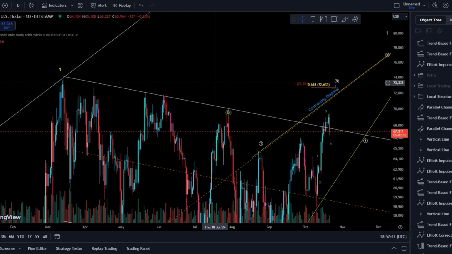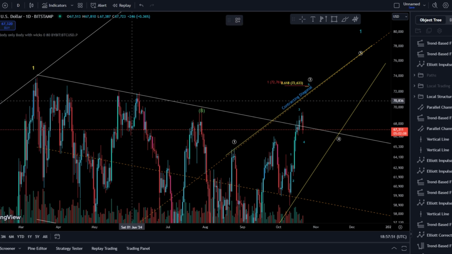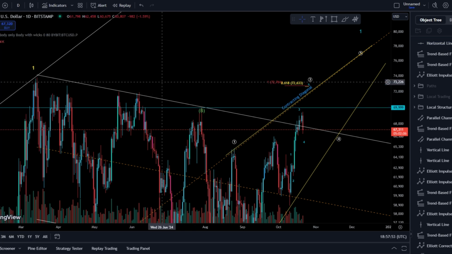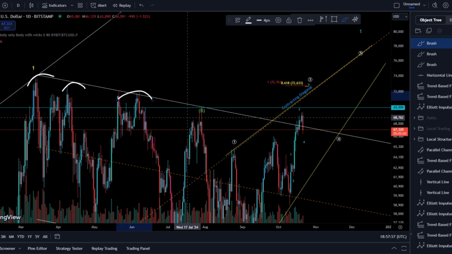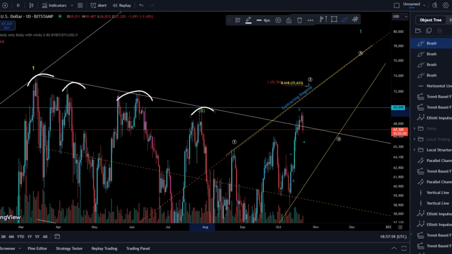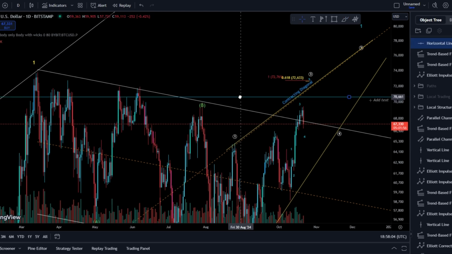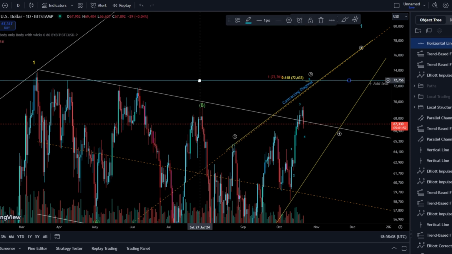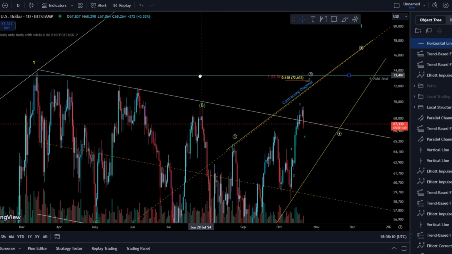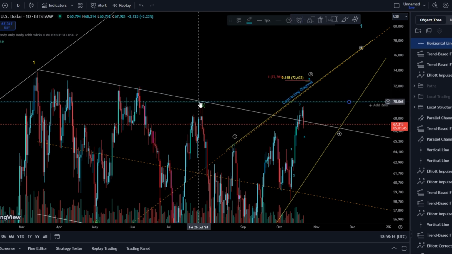Another confluent factor is these levels. All these highs we have made here, here, here, and here have yet to be broken. These highs contain a lot of liquidity, a lot of trades that will exit their positions, short trades specifically.